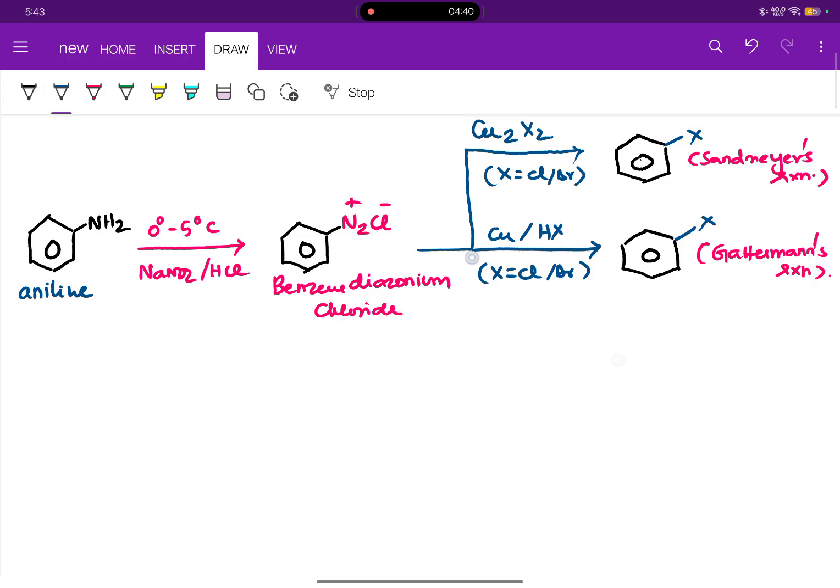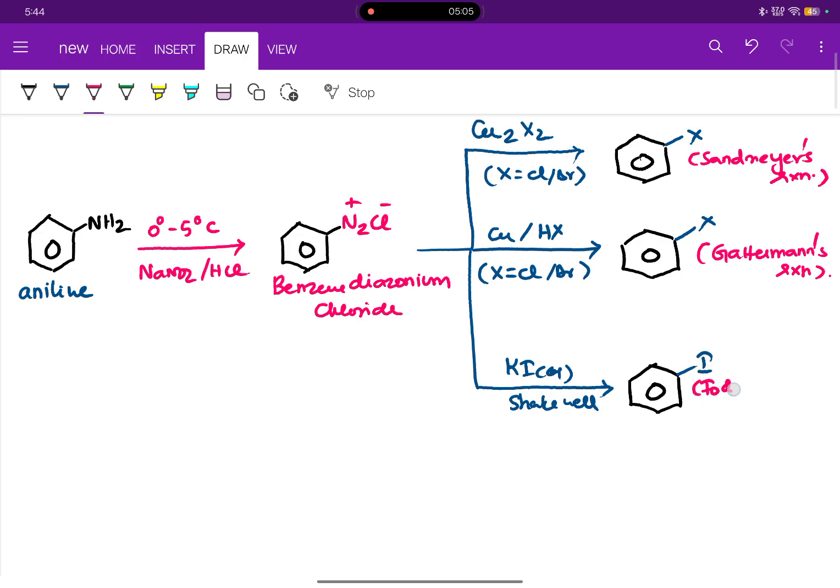No sir, I want to prepare only iodobenzene. It's very simple. Just add aqueous KI to the benzene diazonium chloride and shake the test tube well. If you do that, iodine will automatically get added. Simultaneously, you can even do one more reaction.